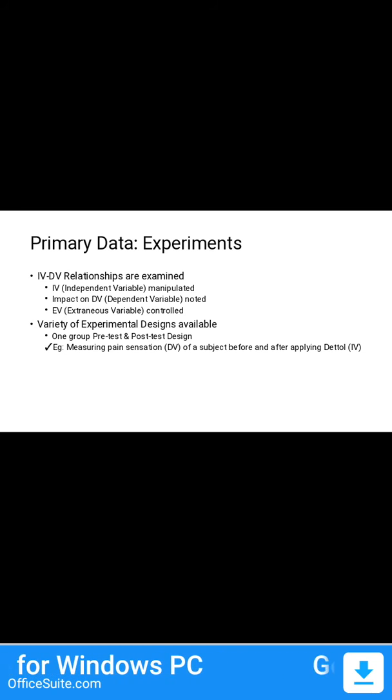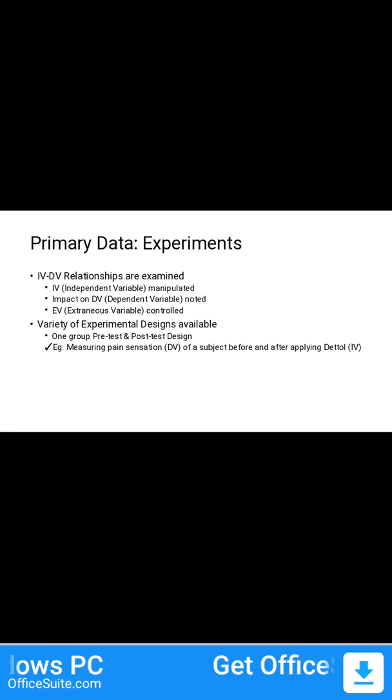So the bottom line is that you manipulate the independent variable, you bring about changes in IV, then you keep noting down the changes which are affected by this change in IV, and while doing this you control the extraneous variables. Now there are different types of experimental designs. We are going to discuss just one, which is called the one group pre-test and post-test design. We'll understand what this means.